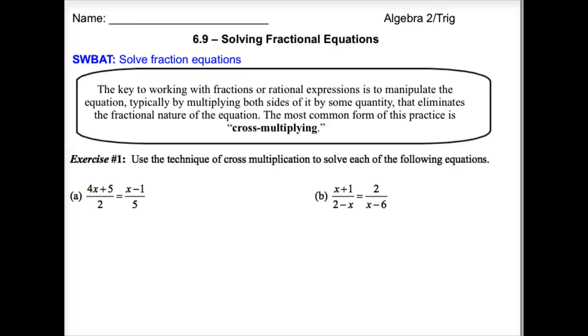Yes, you've made it, guys, to 6.9, solving fractional equations. This is the last unit before your study guide, and you're off to wonders on Unit 7.